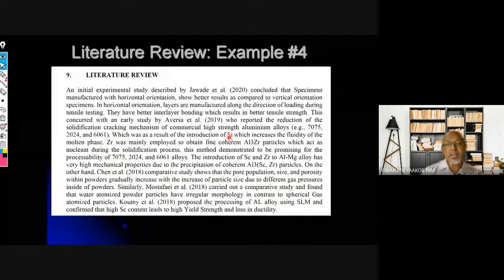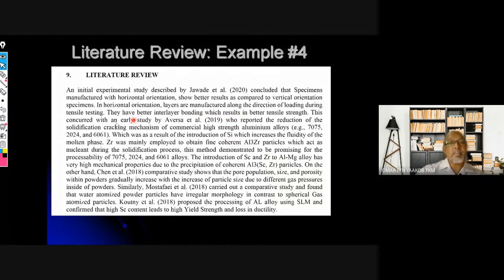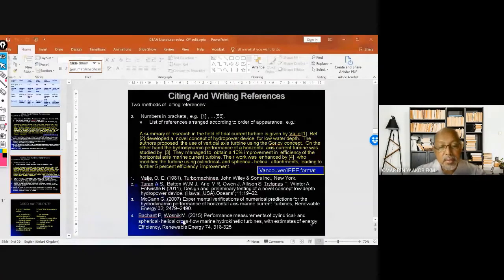This one is by one of your seniors, from the proposal. An initial experimental study described by Jawad et al. concluded, this is the conclusion, which shows better results. And they have better results. This concurred with an earlier study. So this one, Jawad in 2020, and the earlier study on the other side is also similar. They reported this one. On the other hand, Chen et al. proposed a comparative theory, and similarly Kartney proposed processing error work. So that is maybe another example. Okay, we end there. I'll open up a few more examples from the archive.